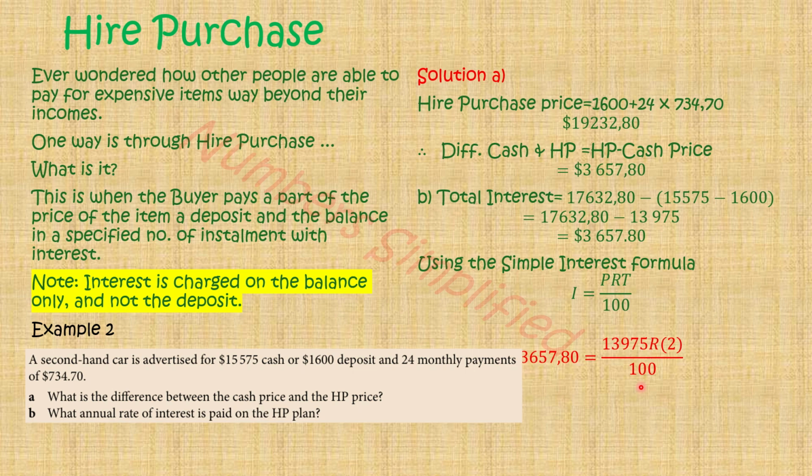So we can multiply both sides by 100 so that we get 365,780 on the right hand side. And on the side where we had the R, we would have 27,950 R. And that would give us the interest rate of 13.1%.